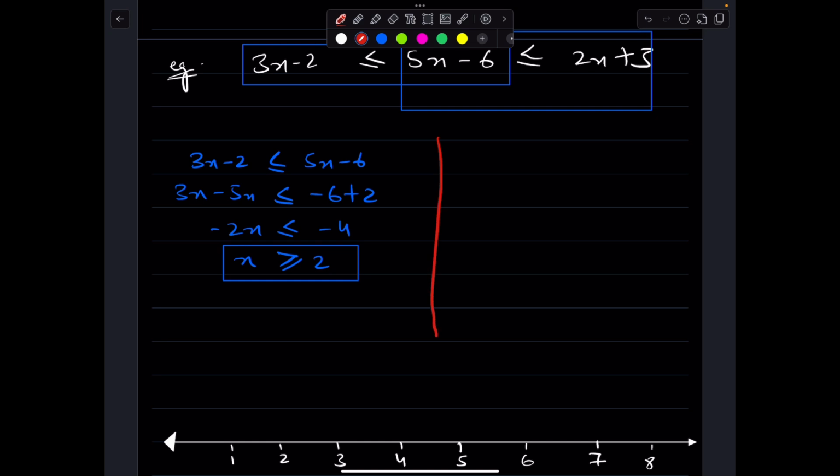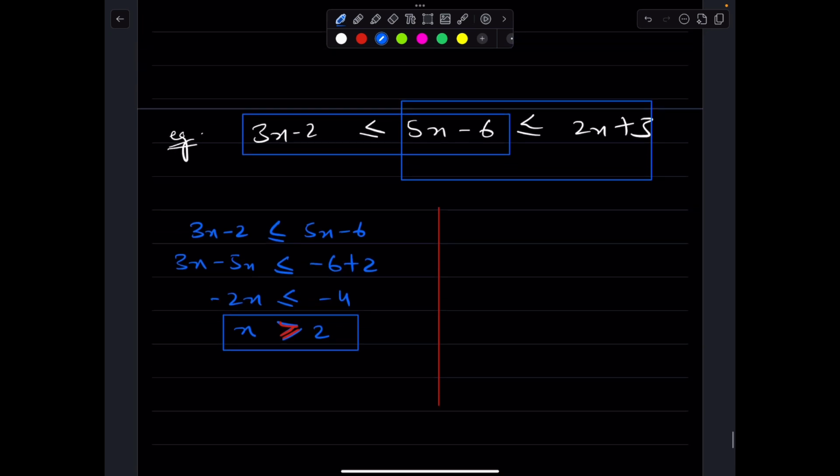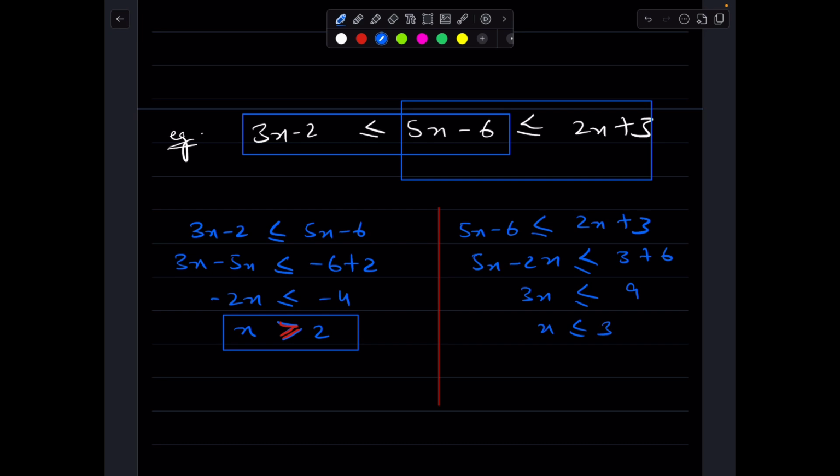We draw a line here, and now we'll look at the second part. So we have 5x minus 6 is less than equals to 2x plus 3. 5x minus 2x is less than equals to 3 plus 6. So we have 3x is less than equals to 9, and x is less than equals to 3.